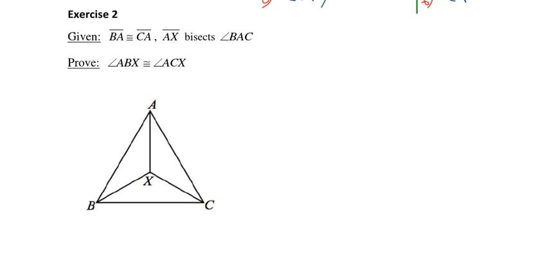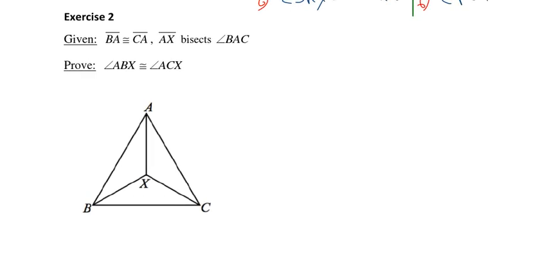Okay, so here you are given that segment BA is congruent to segment CA and segment AX bisects angle BAC. And your job is to prove that angle ABX is congruent to angle ACX. So first of all, let's identify what are the things that you have to prove. And it's angle ABX, this little angle here, congruent to angle ACX. So your job is to show that this angle is congruent to this angle.